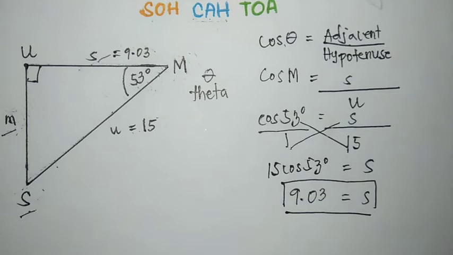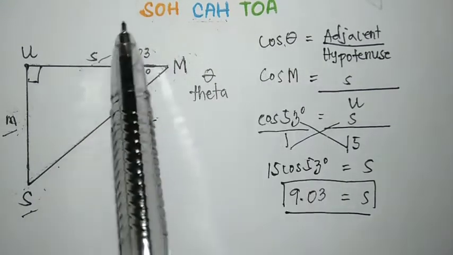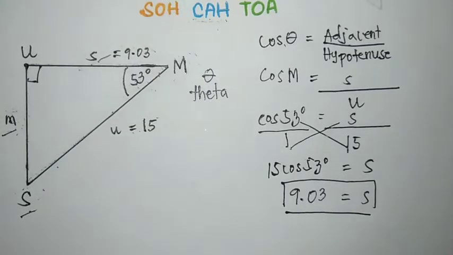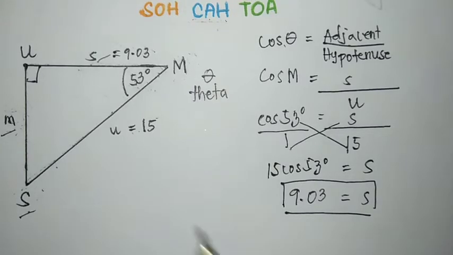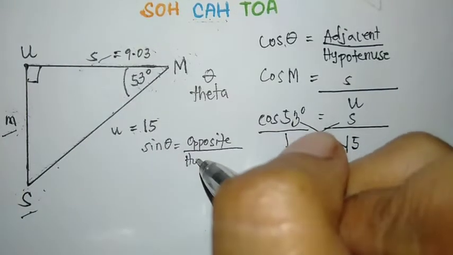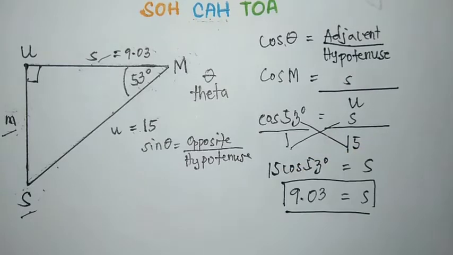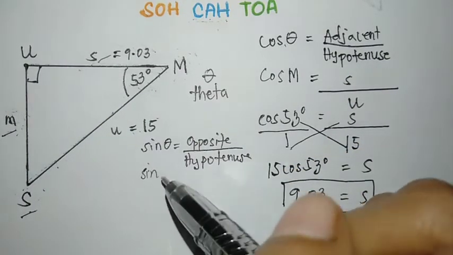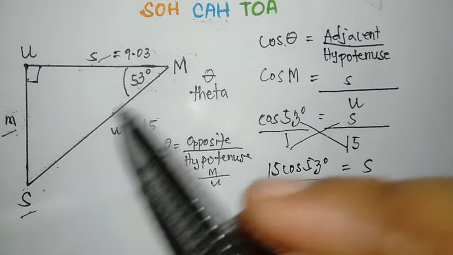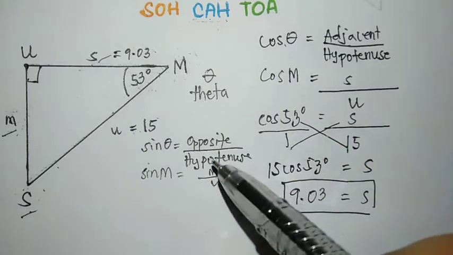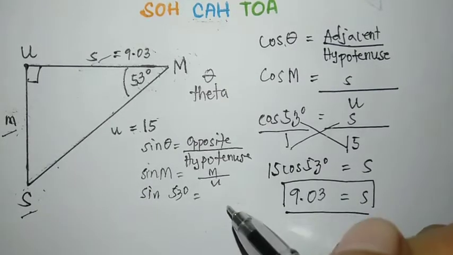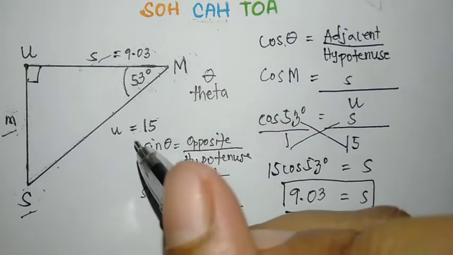Right after that, hanapin nyo naman doon sa SOH CAH TOA, alin ba dyan yung may magkasamang O and H, or opposite and hypotenuse? Diba ito si sine? So, yun na yung gagamitin mong formula. Sine theta is equal to opposite over hypotenuse. Si sine theta mo is sine of 53 degrees, ang ating opposite ay si M over U, kasi yan si hypotenuse natin. Sine 53 degrees is equal to M over 15.